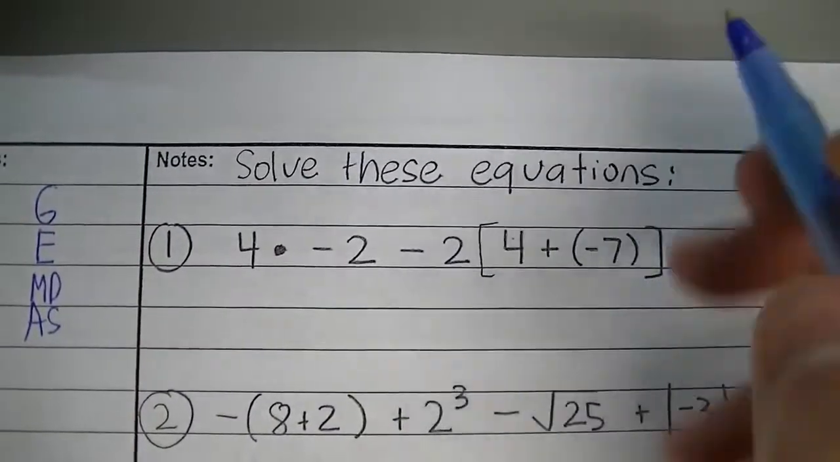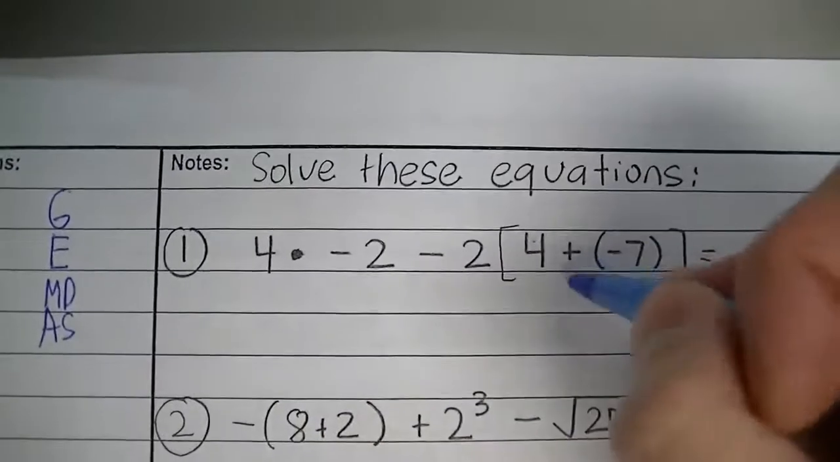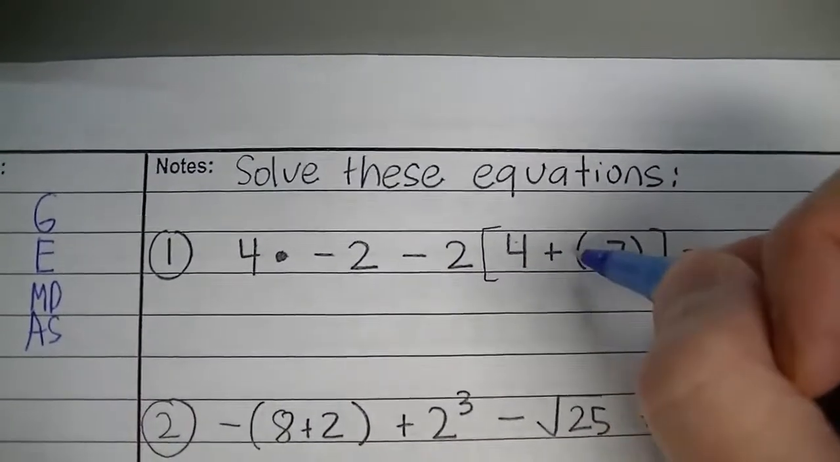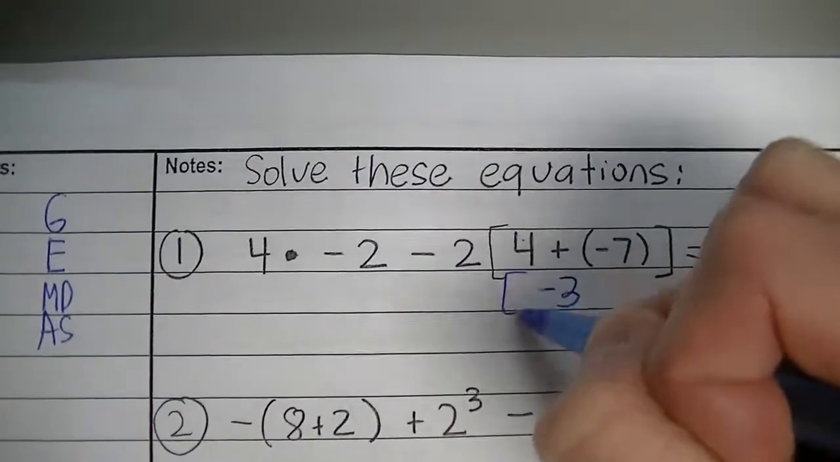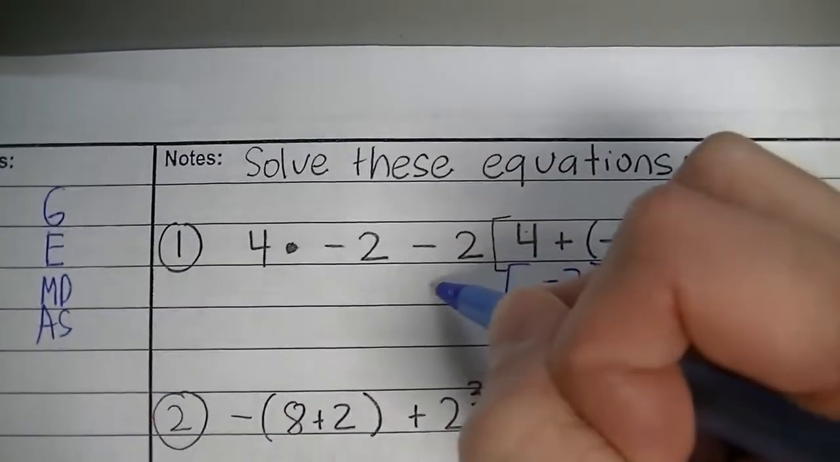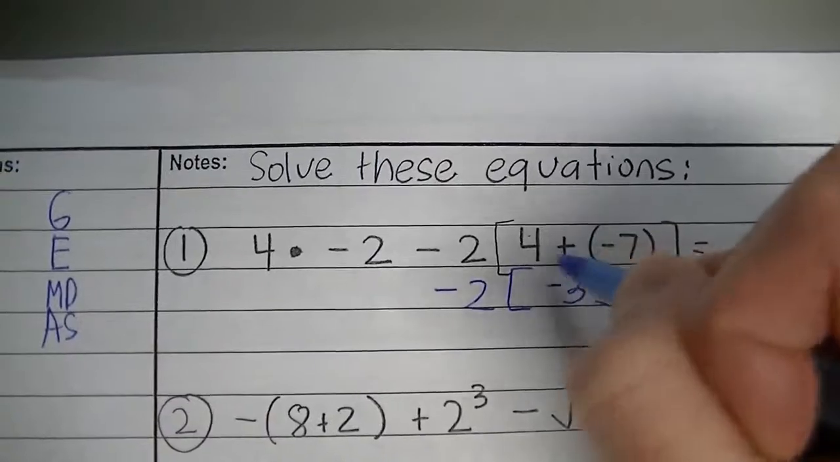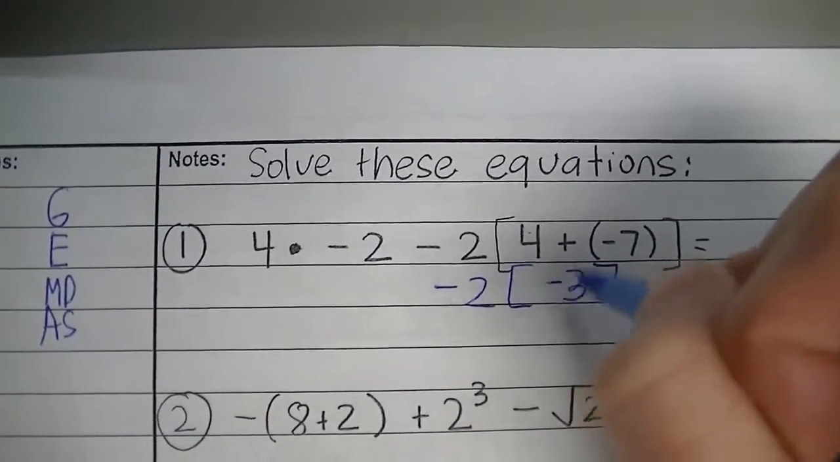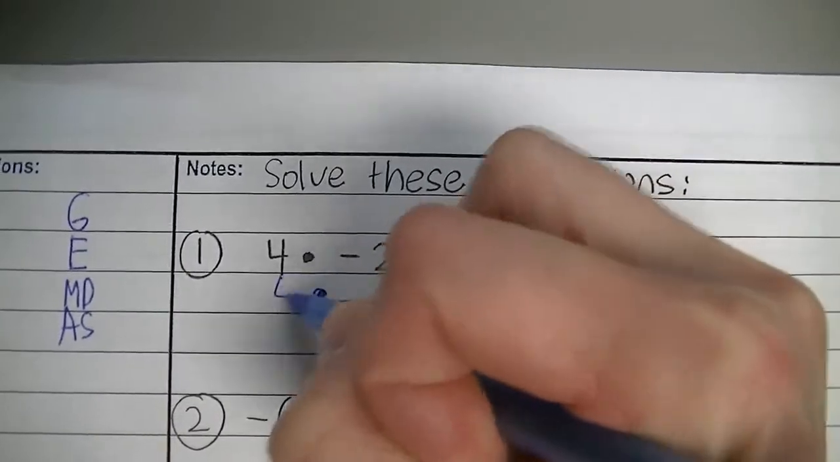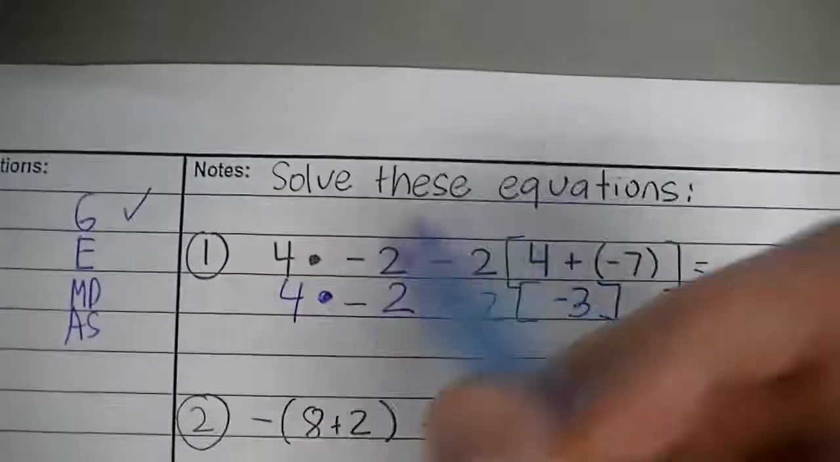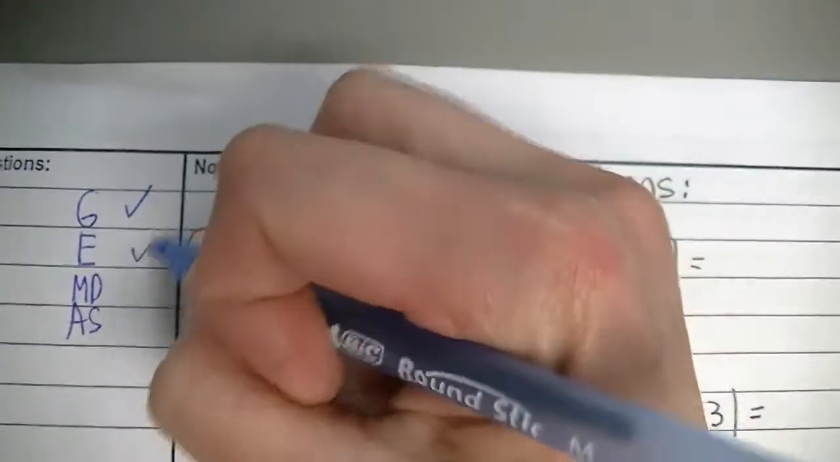I see a grouping symbol right there. So you want to rewrite everything after you simplify that grouping symbol. So 4 plus a negative 7 is negative 3. And then rewrite everything just like you see it, but the only change is that instead of writing that entire thing in the parentheses, you're writing down the simplified version of that, okay? And I'm writing it right underneath. So we did the grouping symbol. Next we'll do exponents, and I don't see any exponents, so I'm just going to check the box.